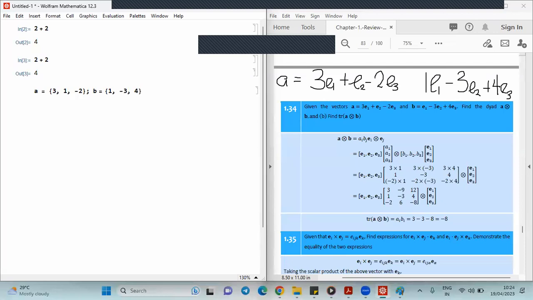Are we together? We close the curly brace. So now, after closing the curly brace, we put a semicolon because I don't want Mathematica to print B for me. I'm not looking for B, like I said. I'm looking for the tensor product between A and B.